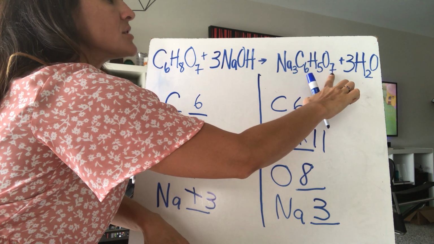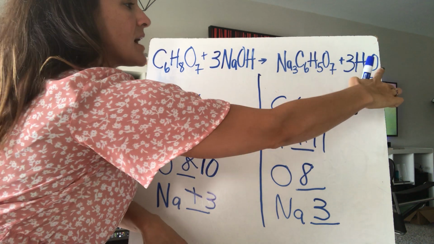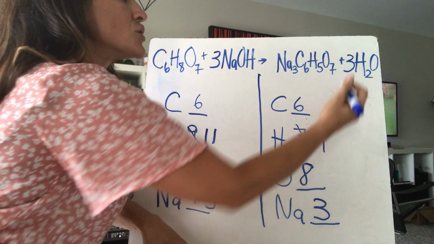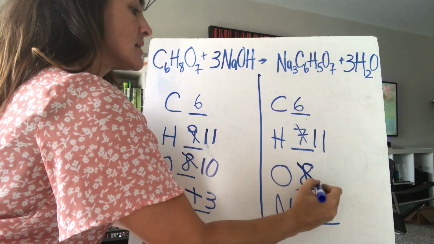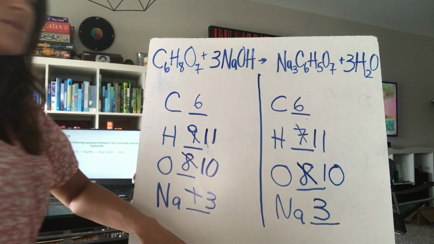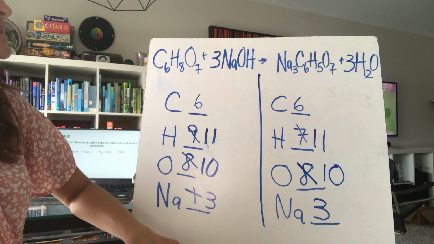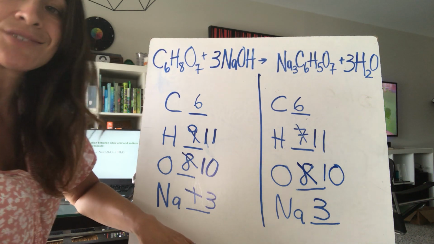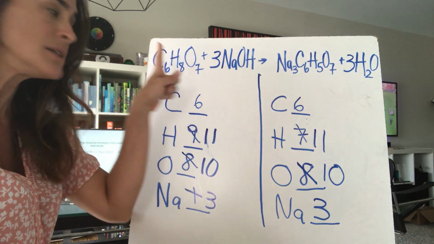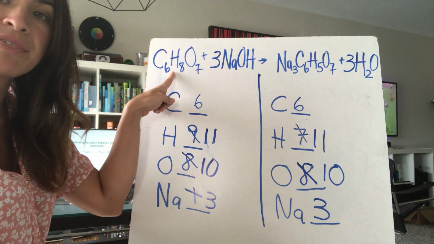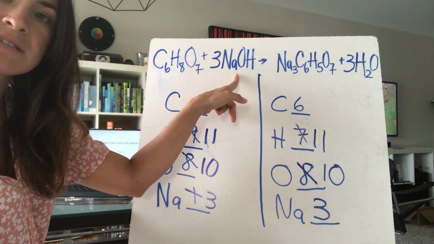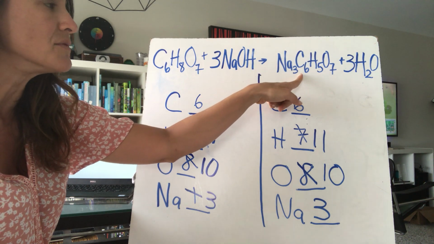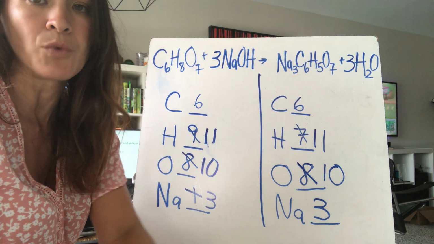We have 7 oxygens here, and now we have 3 times 1, 3 more. So 7 plus 3 is 10. Awesome. We balanced the reaction. A balanced reaction for this reaction means 1 mole of this plus 3 moles of this yields 1 mole of this and 3 moles of water.